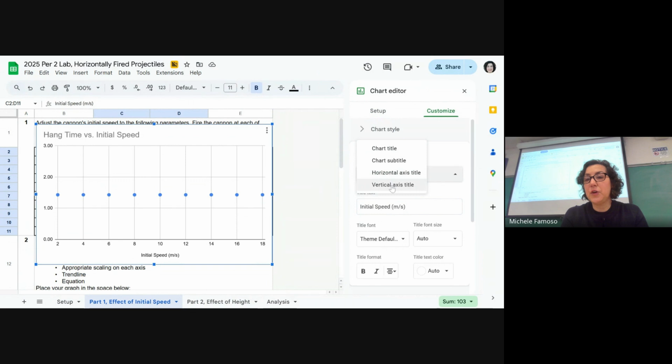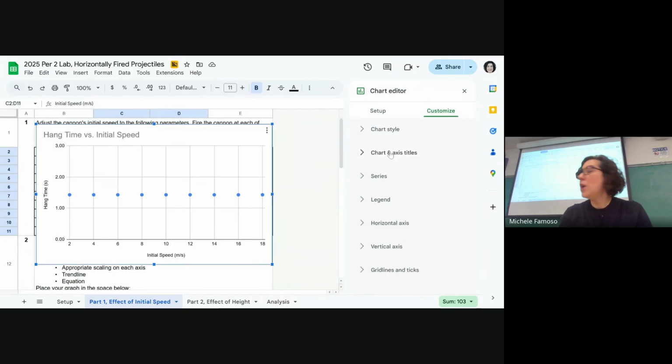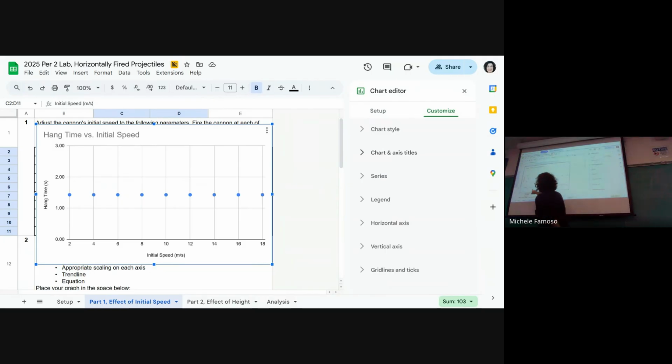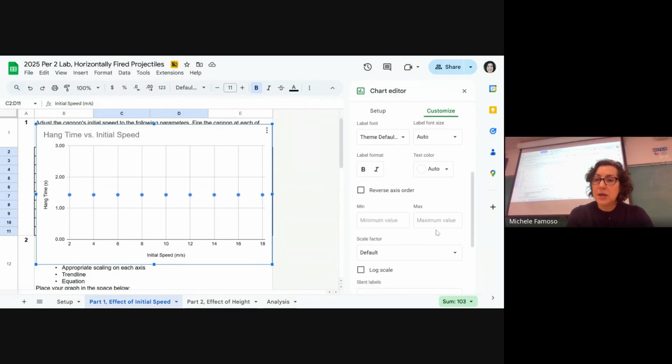Okay, let's go to our vertical axis title. This is hang time in seconds. You can now collapse that submenu. I want you to notice that we do not start the x-axis at 0. We have to. So the way we get that is under the horizontal axis submenu. Come down and set the minimum value to 0.